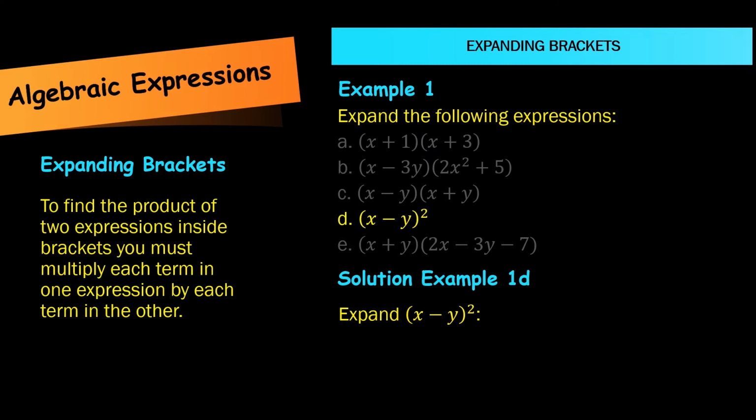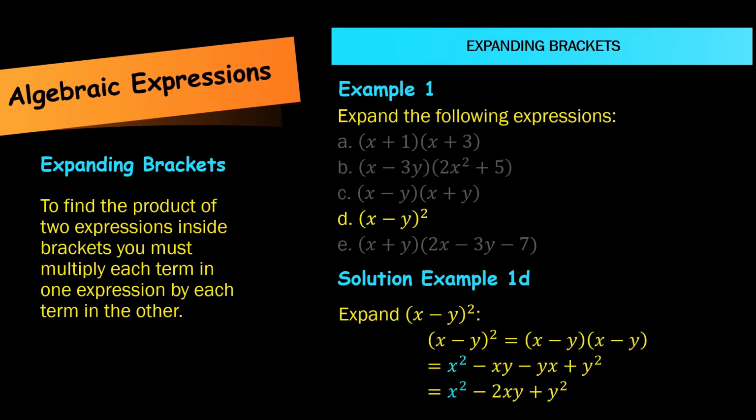And now for example 1d, expand the expression shown. X times x, x times minus y, minus y times x, and minus y times minus y. Now let's tidy up the expression. Leave x squared as it is, as there's only one x squared term. Minus xy minus yx is minus 2xy. And finally leave y squared as it is.